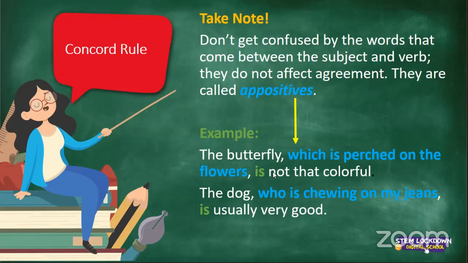Learners are raising hands. I think it's FXRZA. Do you have a question? Okay, let's move on. The dog is another example of an appositive.